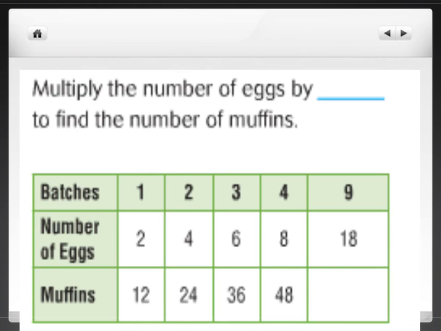Alright, go ahead and do the same thing for this one. You are going to be multiplying the number of eggs by something. Remember, that's called our rule or pattern. We're going to be multiplying the number of eggs by our rule in order to find the number of muffins on day 9. We're missing this number right here. So you need to be looking at the relationship between the number of eggs and the muffins. Alright, pause the video and figure this one out.